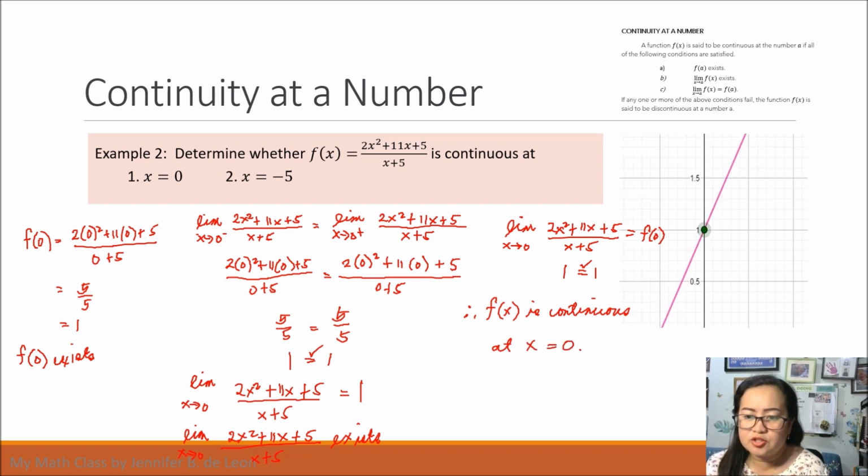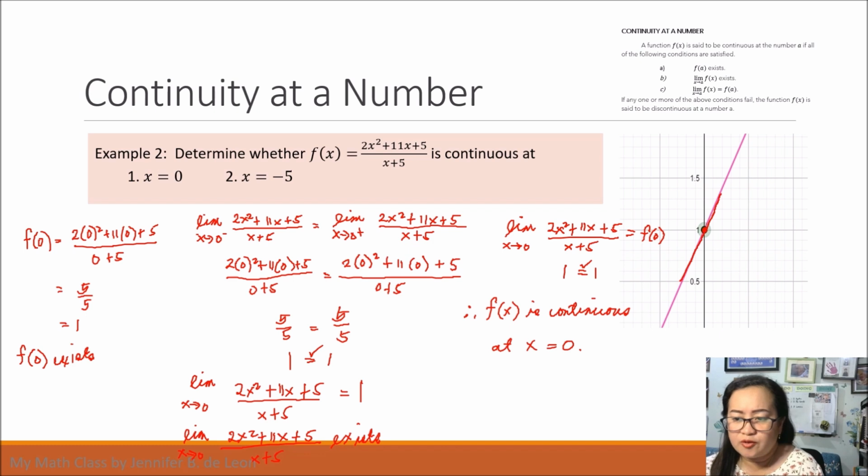We support our answer that it's continuous. Okay, this is the point on the graph where x is equal to 0. Now, if we trace this graph, we can pass through this point continuously without lifting our pen.